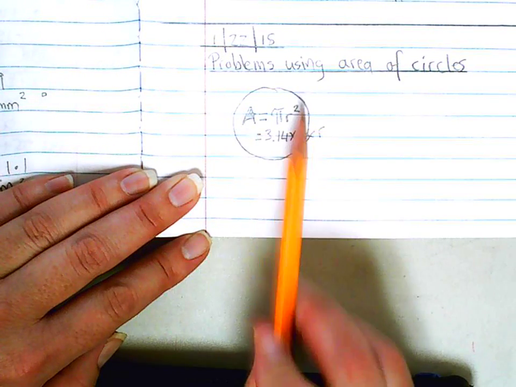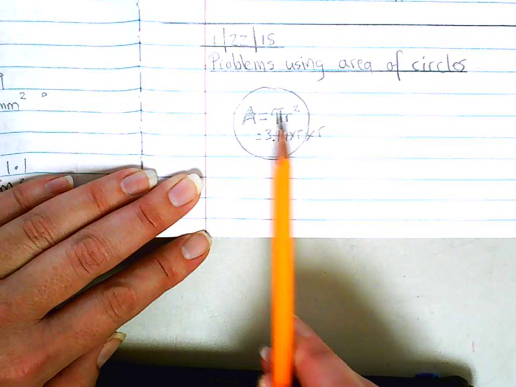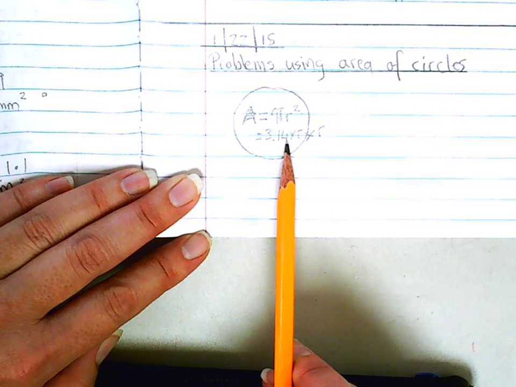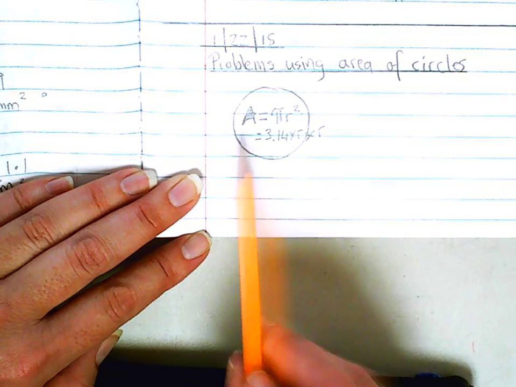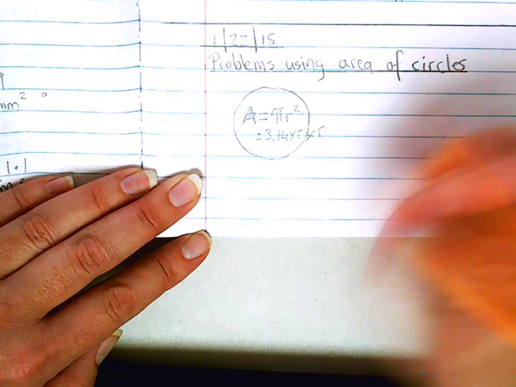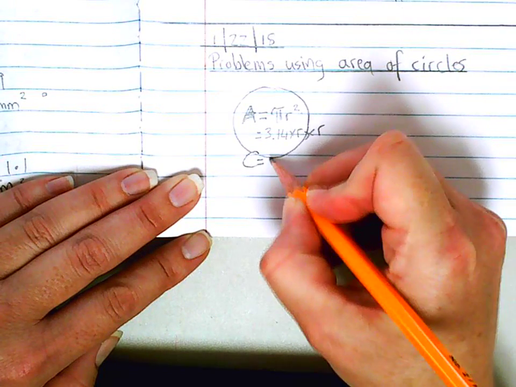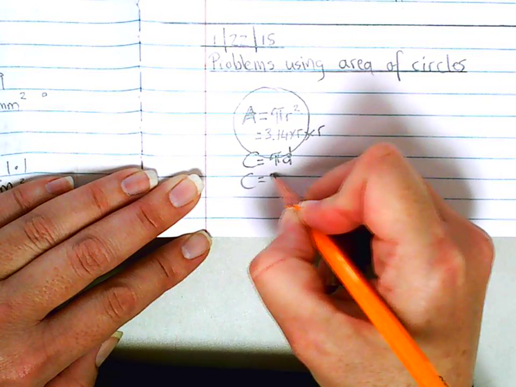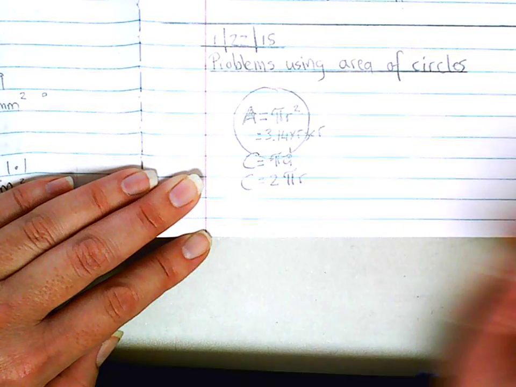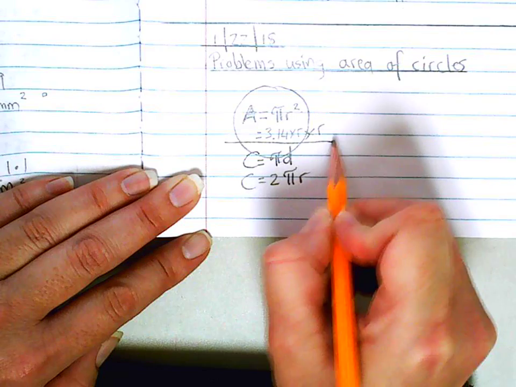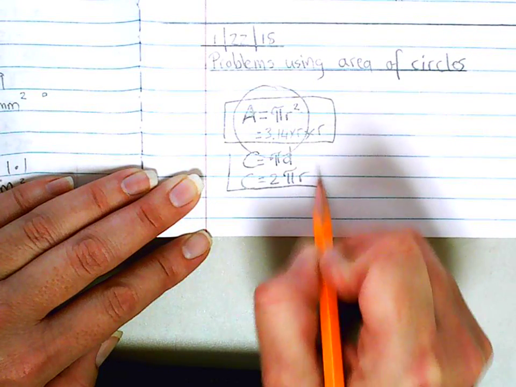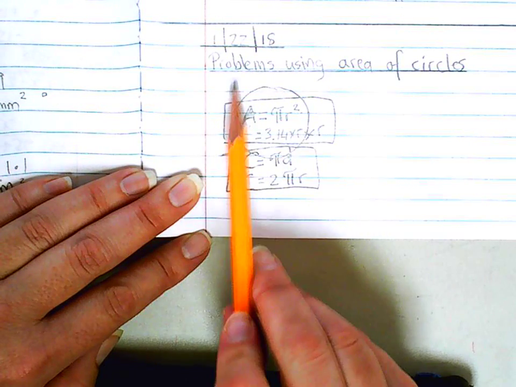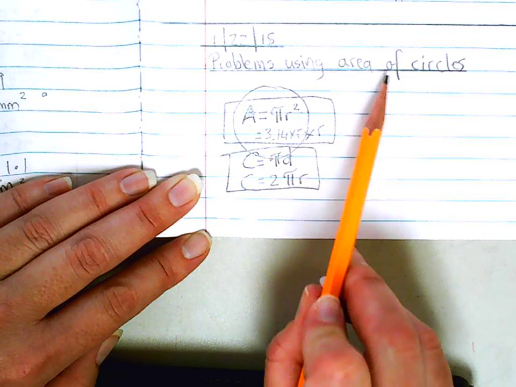We did the area of a circle, which can be found by taking pi times the radius squared. What does that mean? Pi is 3.14 and radius squared is radius times radius. Now this is if we want area. If we wanted the circumference, we would have said pi times the diameter, or we would have said 2 times pi times the radius. Okay, this is one piece of work. This is another piece of work, and it works with circles. As you can see, today we're doing problems using the area of circles.